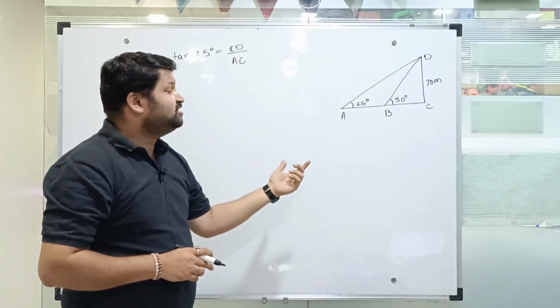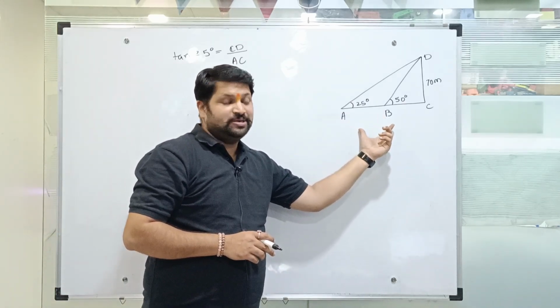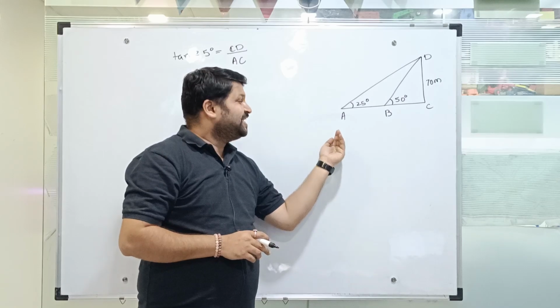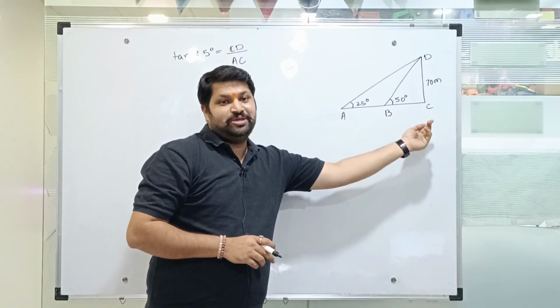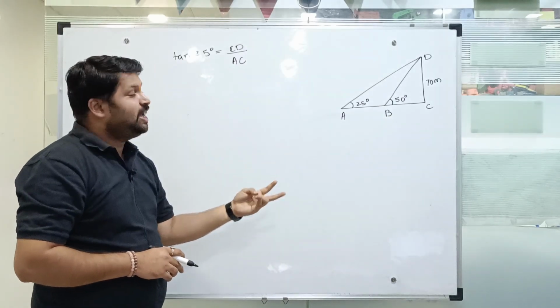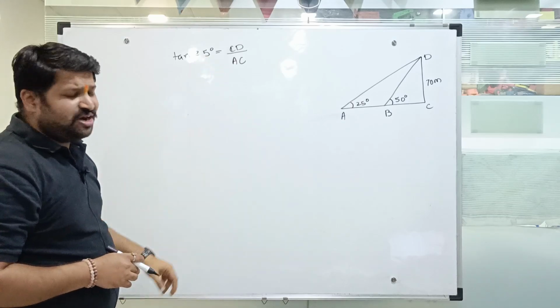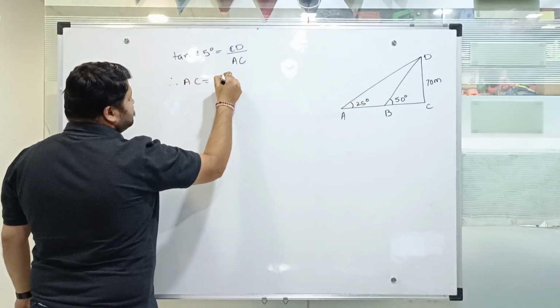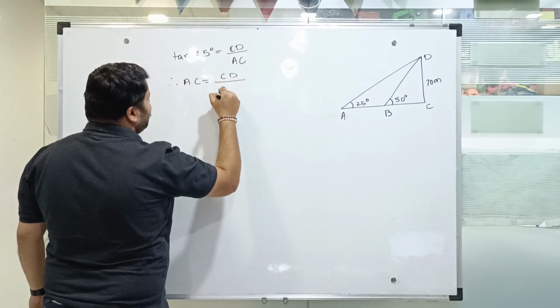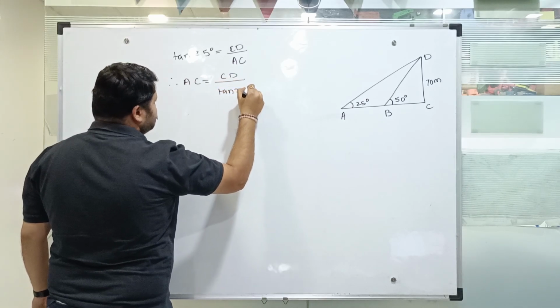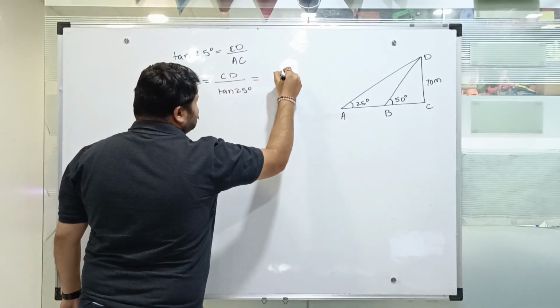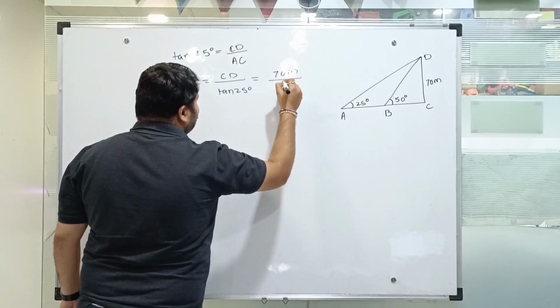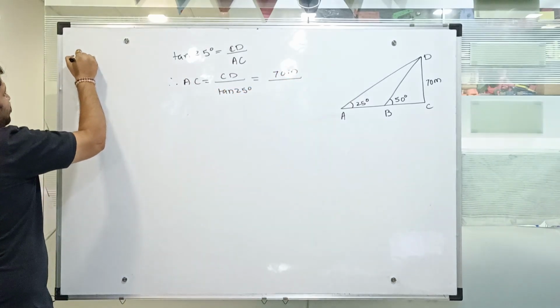Now I have to find the distance between the two people, that is AB. So the easiest way to find it is AC minus BC. So I have to find both AC and BC. So first I will try to find AC. Therefore AC can be written as CD divided by tan 25 degrees. CD in this case is 70 meters and tan 25 degrees.